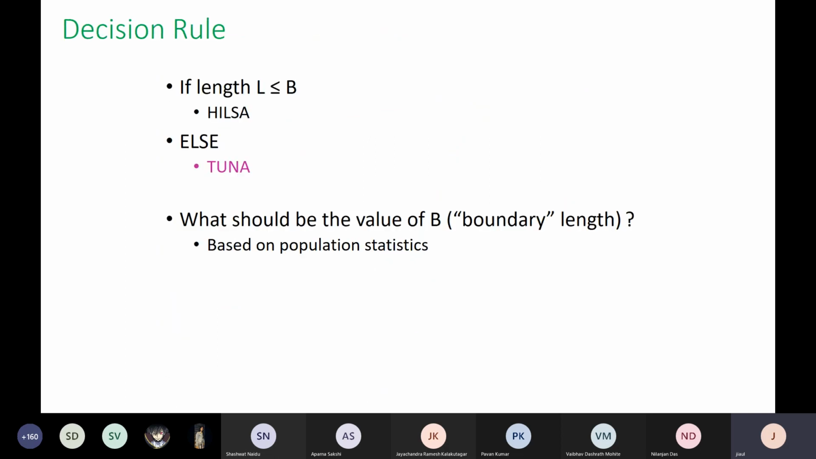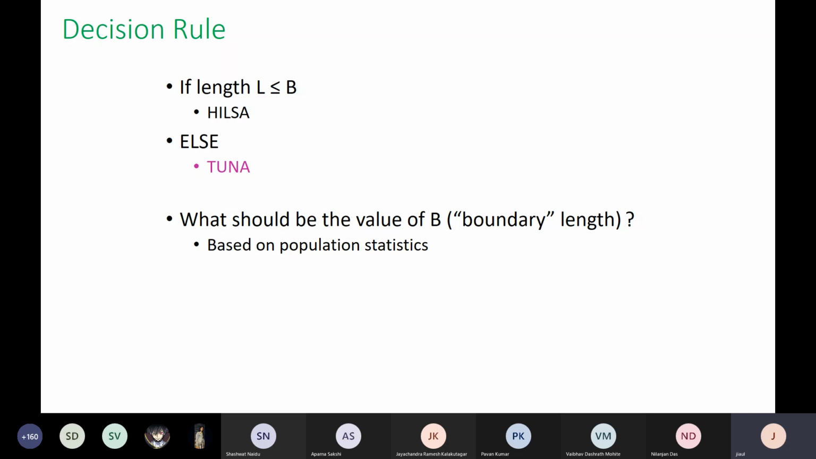So what's the decision rule in this case? The simplest decision rule that you can come up with is that if the length is less than or equal to b, where b is some kind of threshold, you say this is Hilsa, else you say this is tuna. That is the simplest possible decision rule. Bayesian statistics also has this internally, but it does it probabilistically. That's the only difference. It doesn't do it in a hard way, but rather in a probabilistic way. So then what should be the value of b?